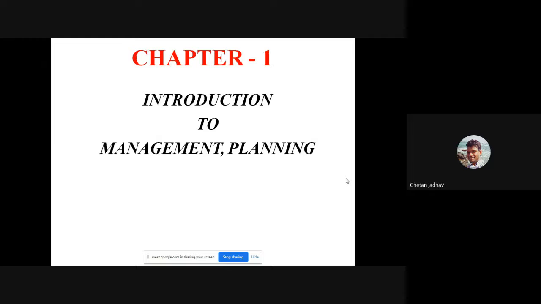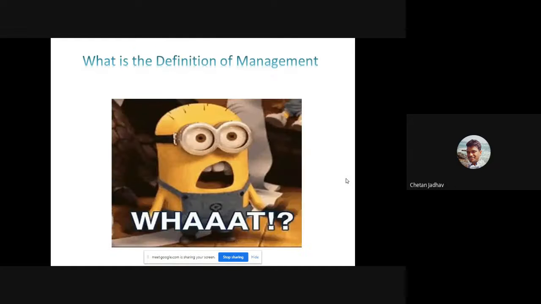Okay, so in the last lecture, yesterday's lecture, we saw the first part of the first chapter. We'll revise whatever we studied in the last lecture, and then we'll continue with the next part. Yesterday we saw what management is, and that there are different levels of management, from top level management to lower level management.